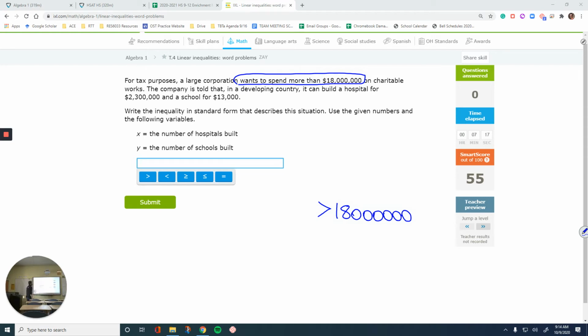The company is told that it can build a hospital for $2,300,000 and a school for $13,000. So one hospital is that much, one school is that much. Look at that difference. Schools are cheap, huh? Okay. So do I know how many hospitals they're going to build? The number of hospitals is this letter. It goes for this. Okay?